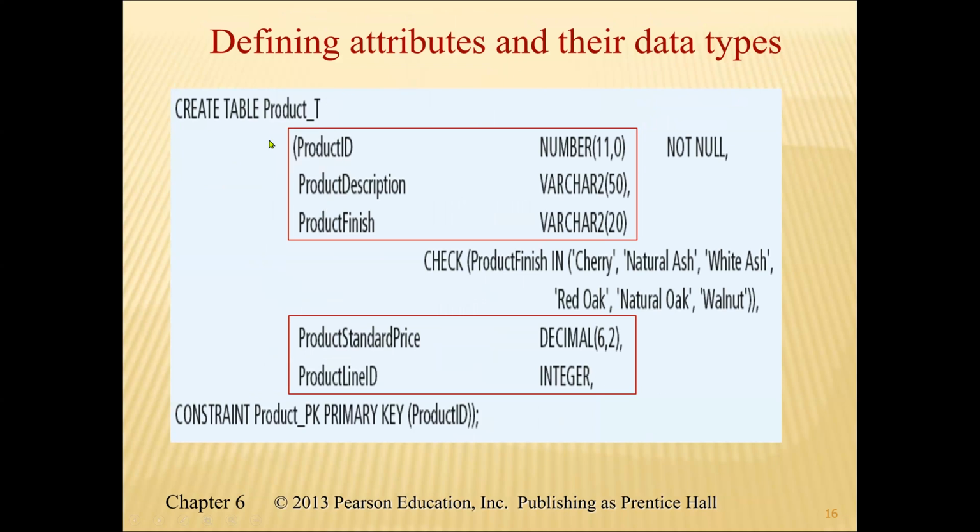So now we'll go through each one step by step. This is create table product T. We have the fields or the column names, product ID, the data type is number. It takes up to 11 digits. There's no decimal. Also not null because we always have to enter a value in product ID.